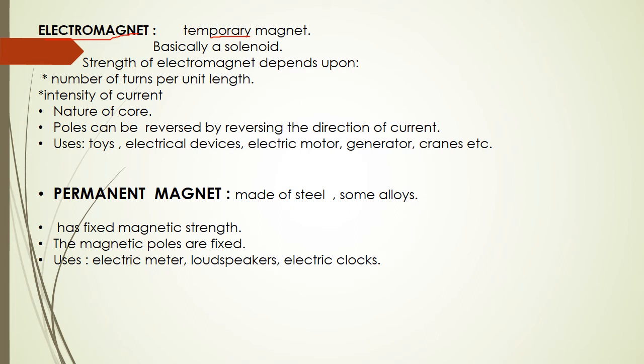Basically it is in the form of a solenoid. The strength of an electromagnet depends upon, and here it is an advantage, the number of turns per unit length.